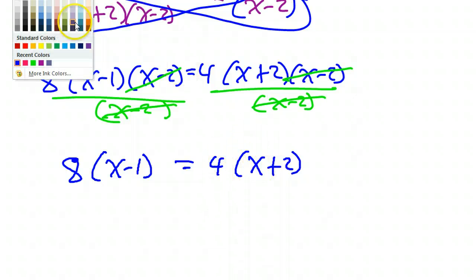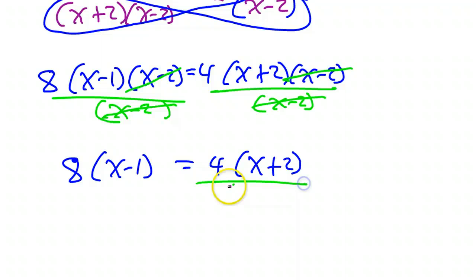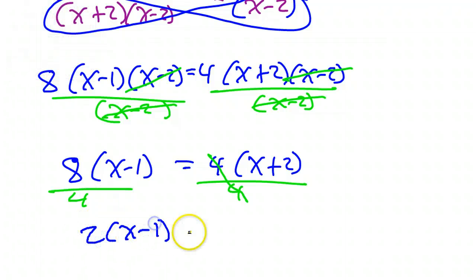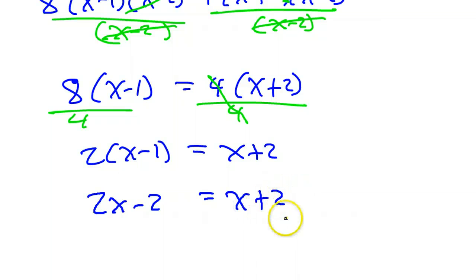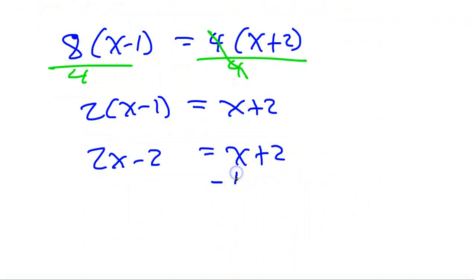Let's also divide both sides by 4. Alright, I'm noticing that both sides are divisible by 4. So that's going to give me 2 times x minus 1 is equal to x plus 2. Now I might as well go ahead and distribute, so this will give me 2x minus 2 is equal to x plus 2. I would then subtract x from both sides.